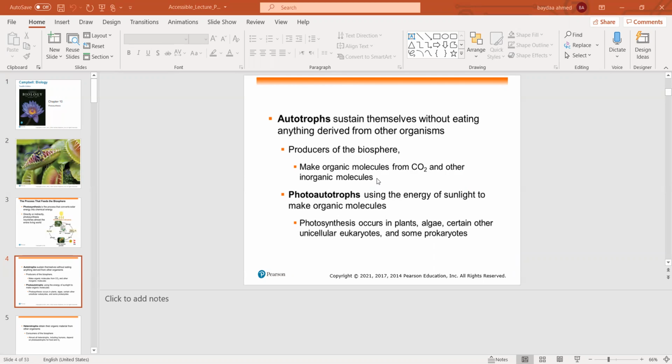Almost all plants are autotrophs. The only nutrients they require are water and minerals from the soil and carbon dioxide from air. Specifically, plants are photoautotrophs, organisms that use light as a source of energy to synthesize organic substances. Photosynthesis also occurs in algae, certain other protists, and some prokaryotes.